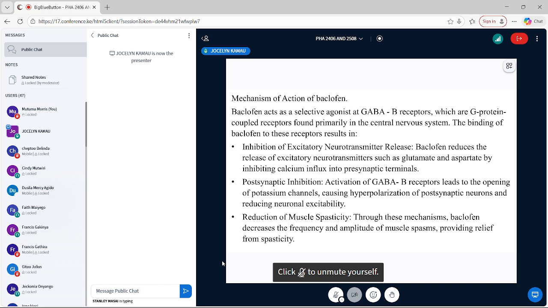Yesterday, and I know it has been a marathon, we were discussing the centrally acting muscle relaxants. We were able to move up to the benzodiazepines.